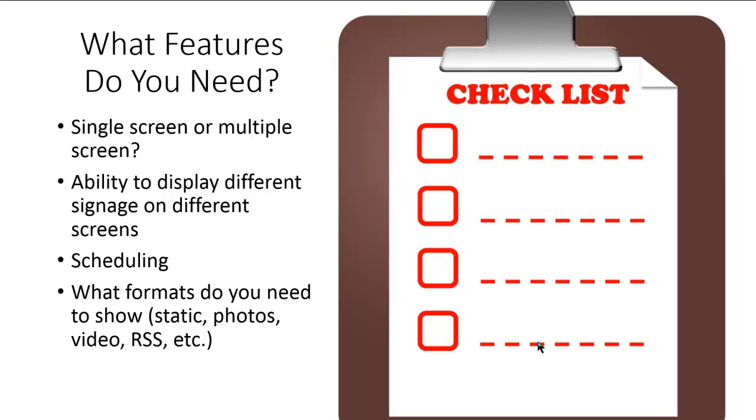The next thing to look at is, what features do you need? Are you just showing this on a single screen, multiple screens? Do you need to be able to display different signage on different screens? For example, if you've got one area of the facility, are you going to be showing different events, different advertising, different things than you are going to be in different ones? And scheduling. Well, you need to be able to schedule your advertising, your signs and things to change. And what formats you need to show. You got to make sure that whatever software you're using can show these formats. So are you showing just static information, photos, video, RSS feeds, etc.?